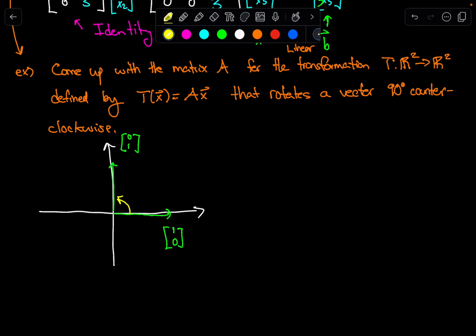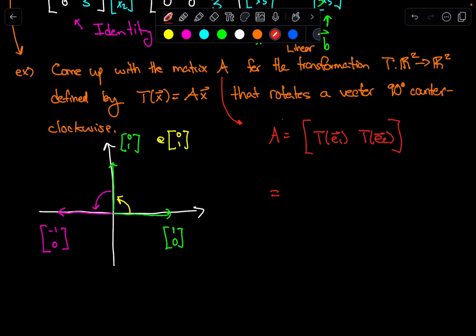So it ends up actually at (0, 1). And then the second standard basis vector would end up down here, and that would end up at (-1, 0). And so it turns out that this matrix A that we're looking for, that's going to rotate a vector by 90 degrees, is just going to equal the image. Remember that it's T of the first standard basis vector, and then what happens to the second standard basis vector. We know the image of the first one is just (0, 1), and the image of the second one is (-1, 0).